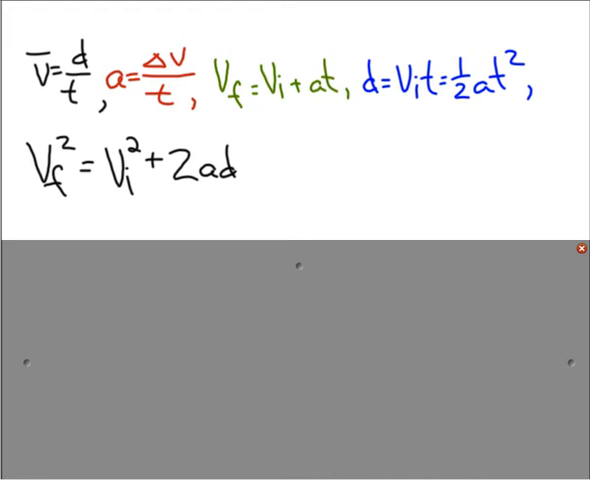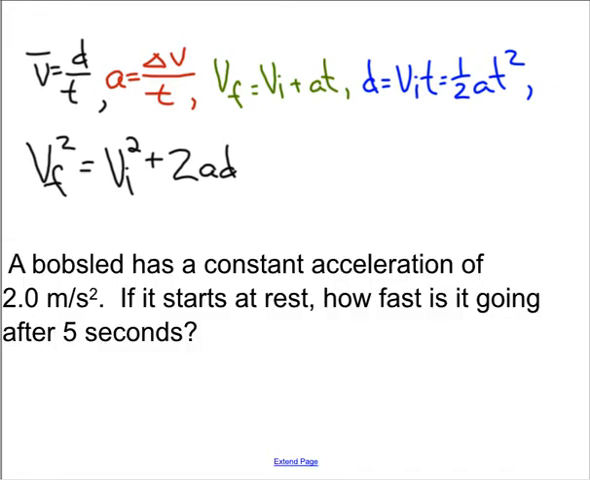Let's see how we can do. Let's get to some practice problems. Here's one. I'll read it to you. Maybe if you're taking notes, which is always a good idea, you want to write this down in your notebook. A bobsled has a constant acceleration of 2 meters per second squared. If it starts at rest, how fast is it going after 5 seconds? Very typical problem that we might have.